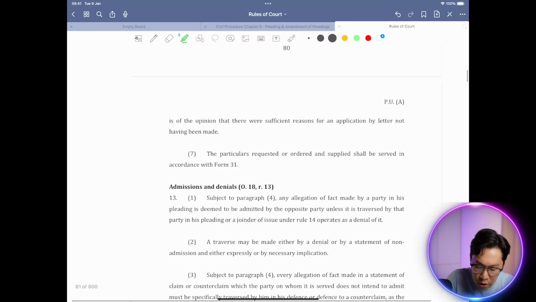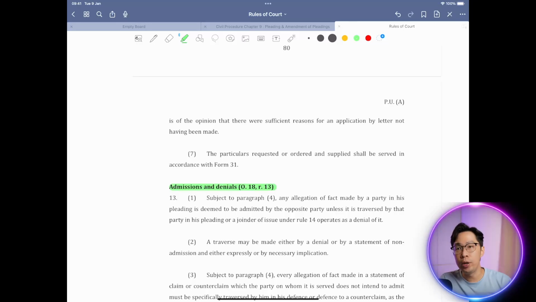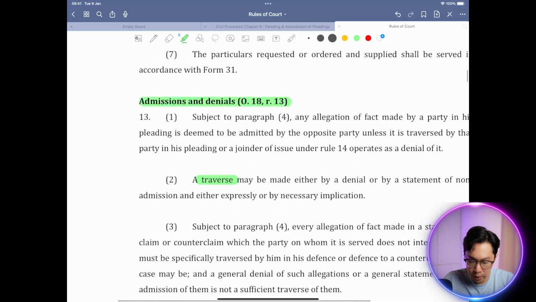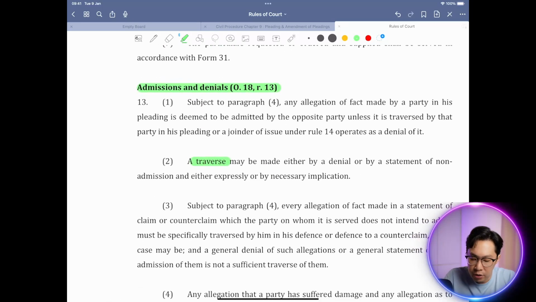Okay, admission or denial. This is how you answer opponent's pleading. So when Alex sent a statement of claim to Mr. Lee, how is Mr. Lee going to answer the statement of claim? Mr. Lee is going to send back a statement of defense. What is he going to write? Okay, and there is a term we call traverse. Traverse. A traverse may be either by denial or by a statement of non-admission or expressly.